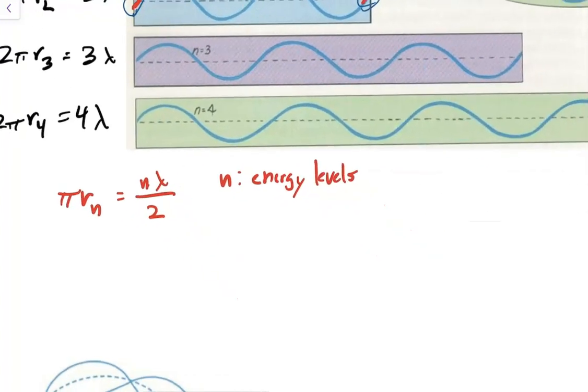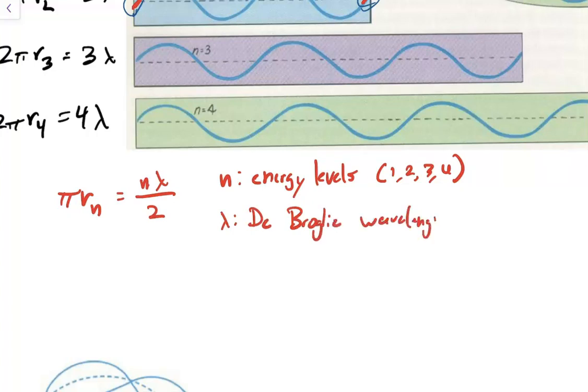Which is like we consider ground state to be 1, 2, 3. There's no 4 because that wouldn't make sense. And lambda is our de Broglie wavelength of our electron that's orbiting.